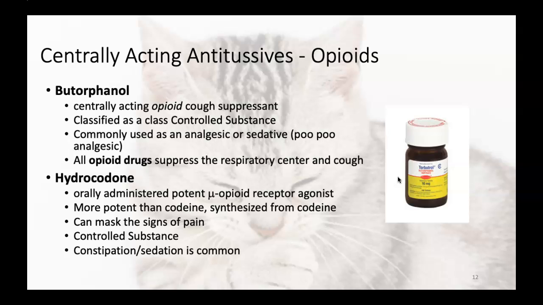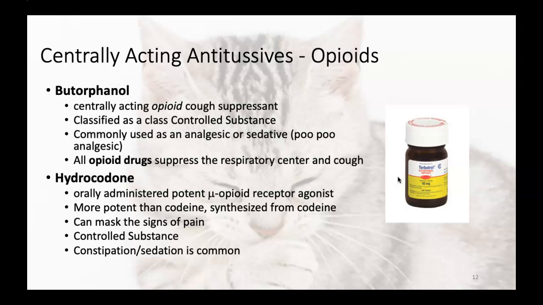It can mask the signs of pain, which is really important for us if we're giving this to a patient who has a potentially changing condition. So if we're monitoring a patient closely and we're worried about the development of pain because of whatever condition may be at play here, then we have to be careful because we're administering an opioid. It is a controlled substance, and of course, like most opioids, it can cause constipation, and sedation is common.